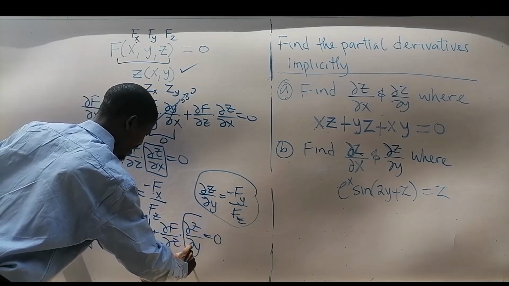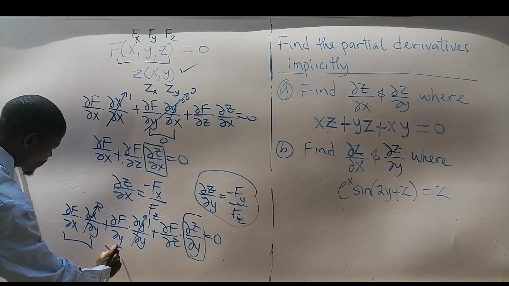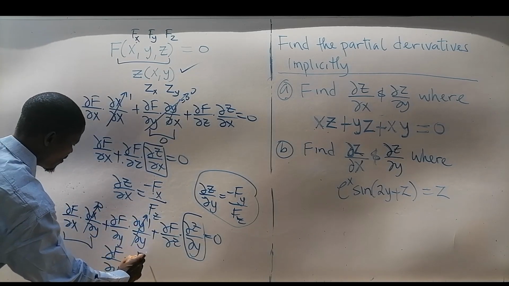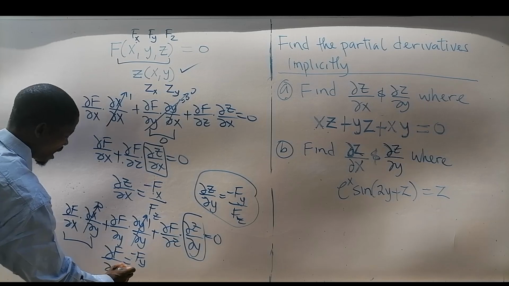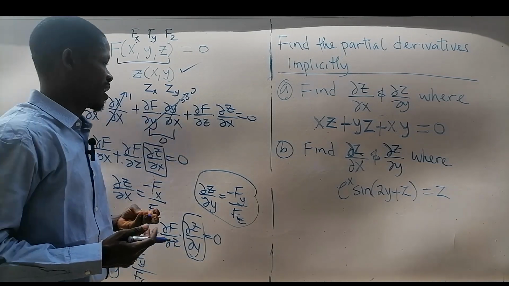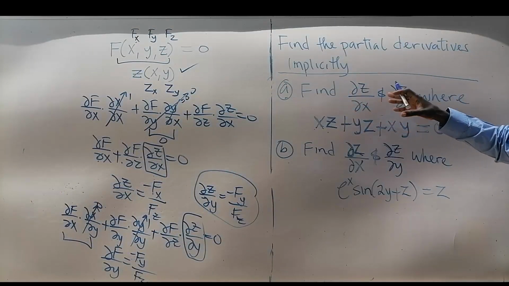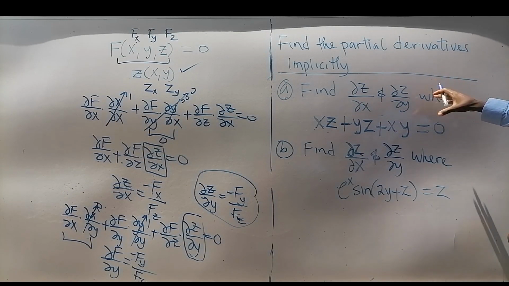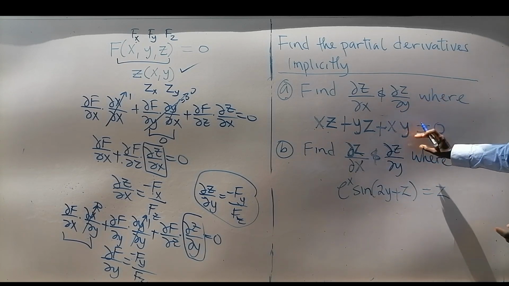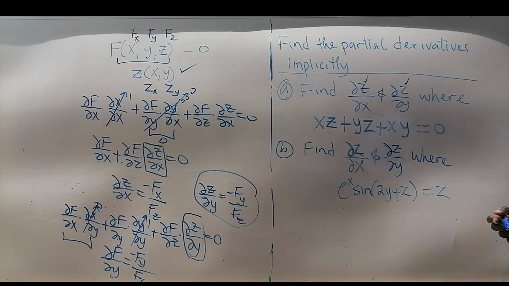Then you can make this one the subject. If you do that, you move this one to the other side, and that will be the negative of f subscript y over f subscript z. So we want to try to use the formula. What we did before in implicit differentiation is to differentiate the given equation with respect to x and also with respect to y. But we want to try the formula method. I think it's a little bit faster. So let's use that for this question.